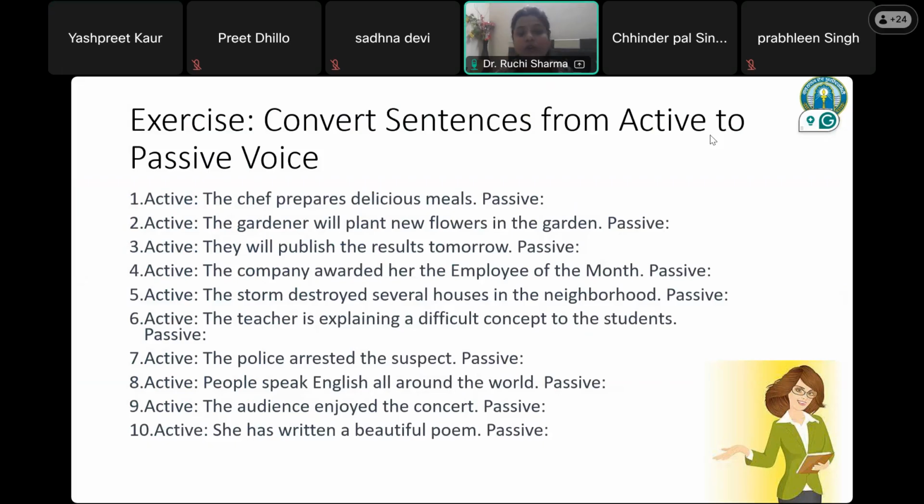The company awarded her employee of the month. She was awarded the Employee of the Month by the company. Correct. Great, Gurpinder. Next example.